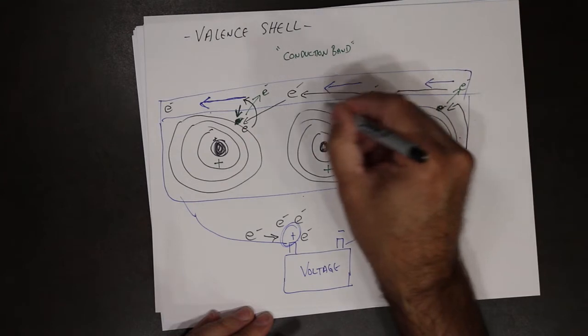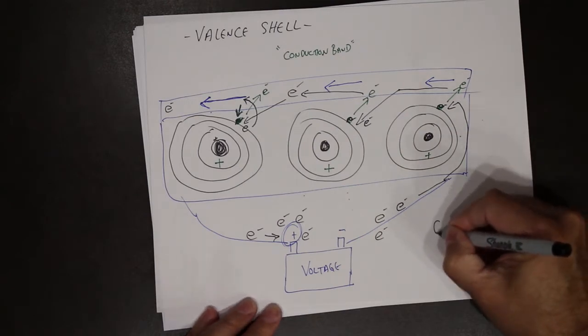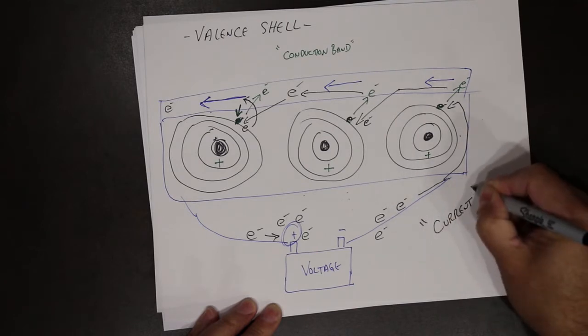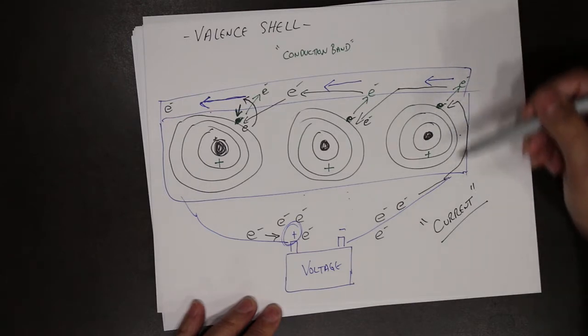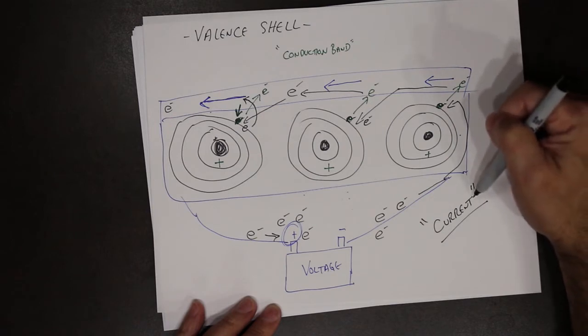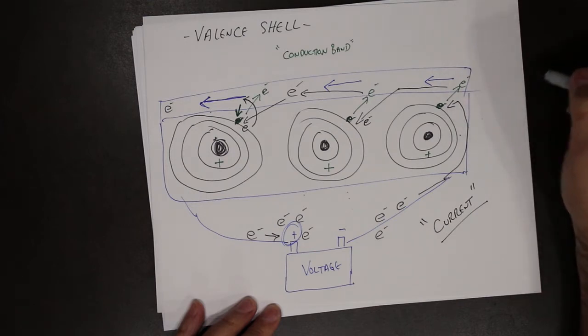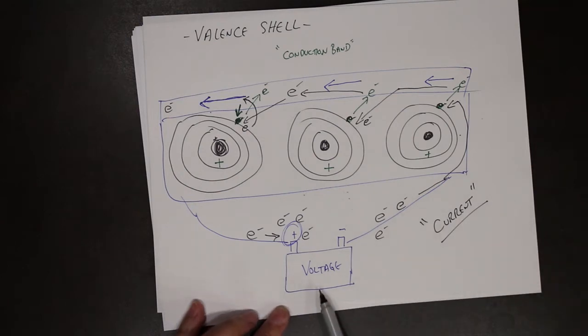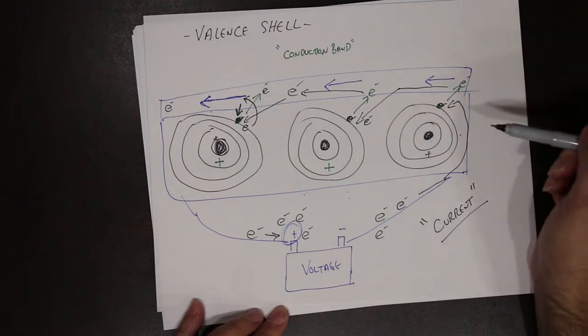So the movement of these electrons inside the material is called current. And that's the basis for electricity. So electricity is current. Current is a movement of electrons through a material. What causes the current? The energy from a voltage. The voltage is what we call the potential. It's the energy that is absorbed by the electrons, which cause them to move.